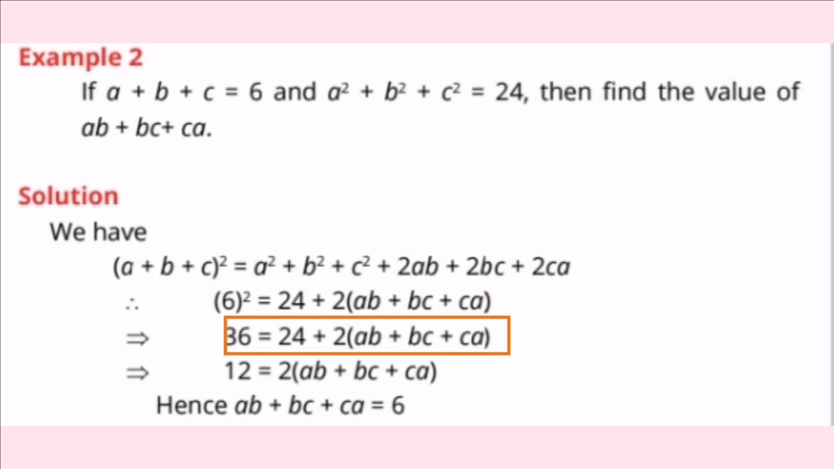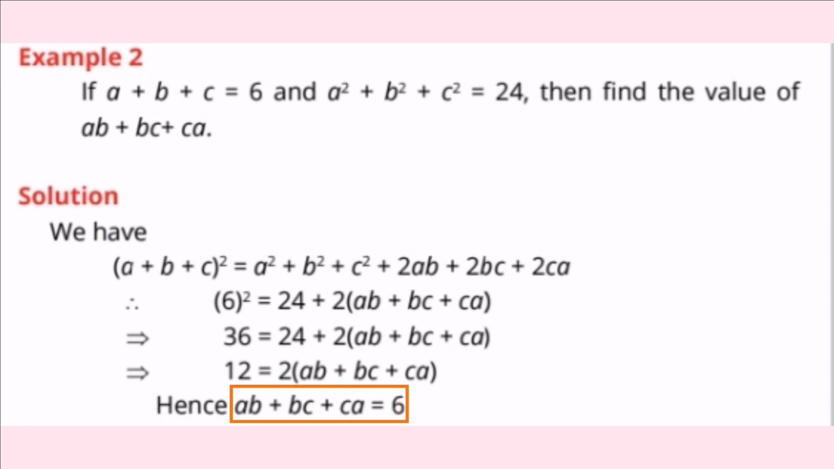Now shift 24 from the right hand side to the left hand side. So 36 minus 24 becomes 12. 12 is equal to 2 times (ab plus bc plus ca). Dividing both sides by 2, we get ab plus bc plus ca is equal to 6.